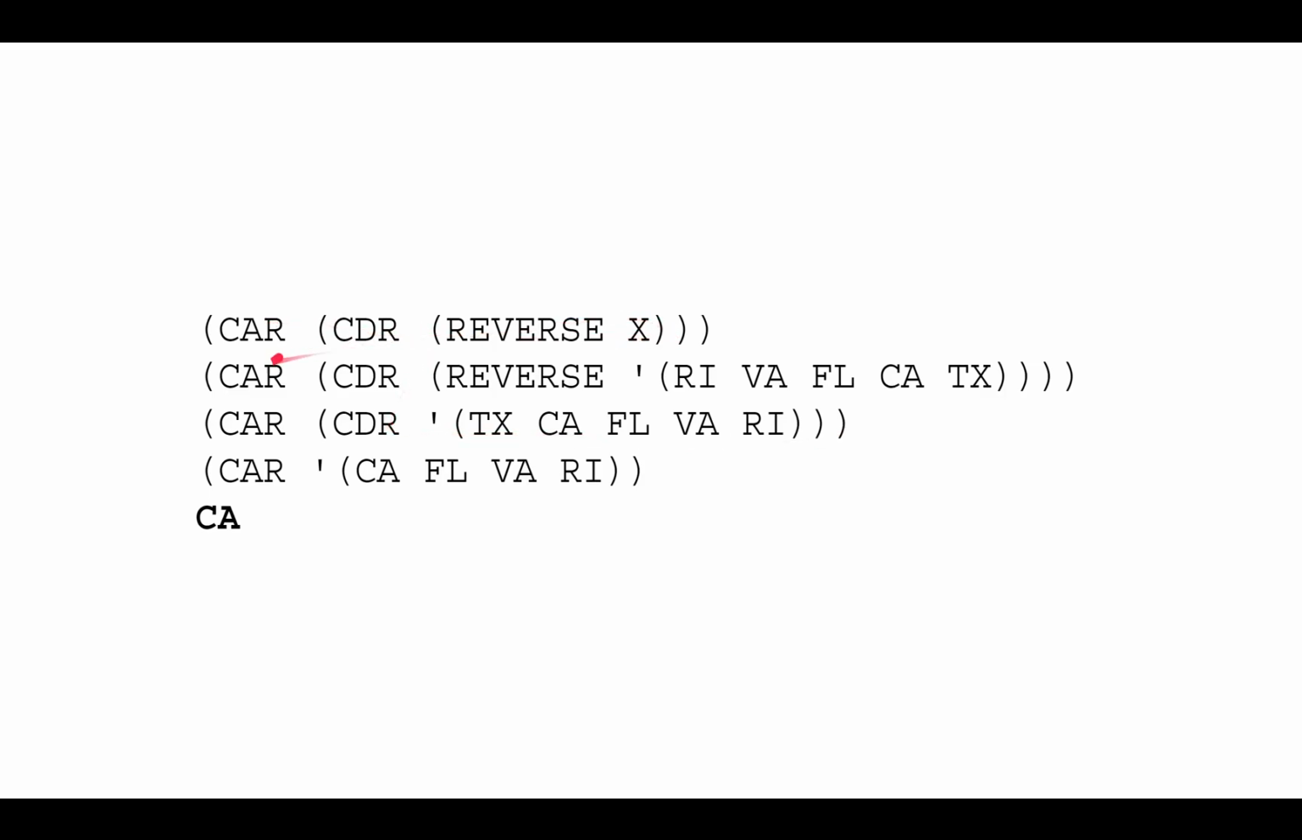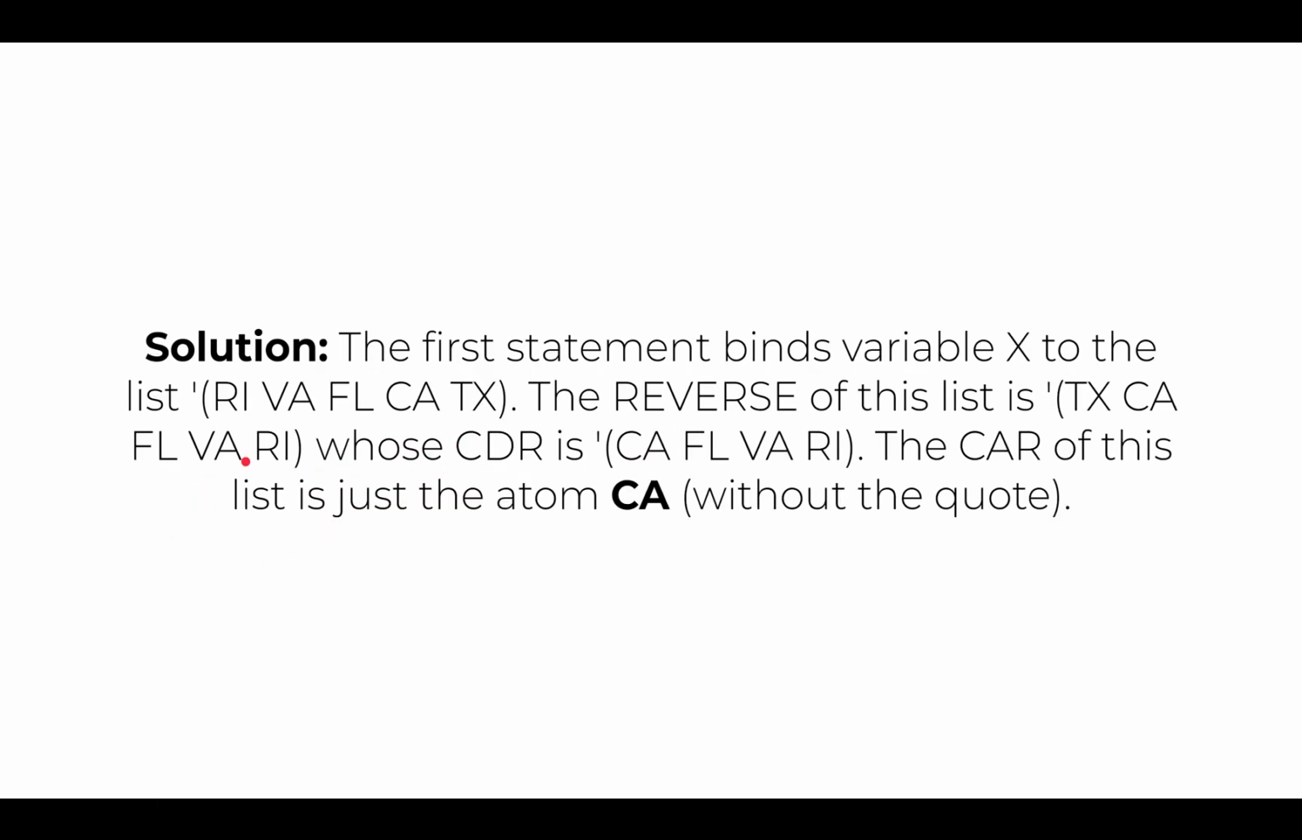So we can look at the steps here. Car cdr reverse of X, which is car cdr reverse of this whole list. So car cdr of the reverse list. Then we remove the first element for the cdr, and then we get car of this list, and the answer is just CA. So again, that's the solution. It binds the variable X to this list. We reverse it, we car it, we cdr it in the order they ask us to.